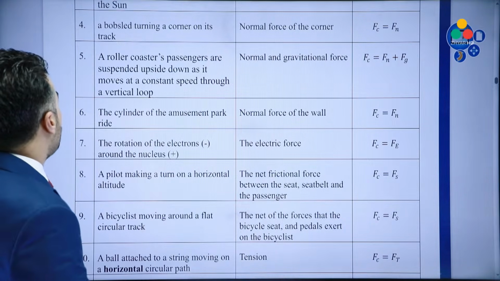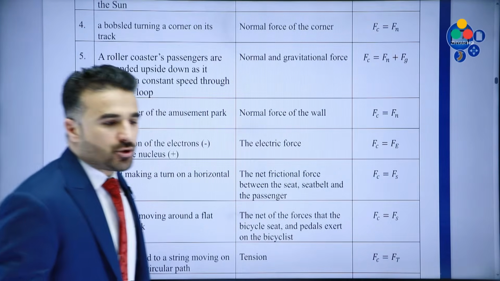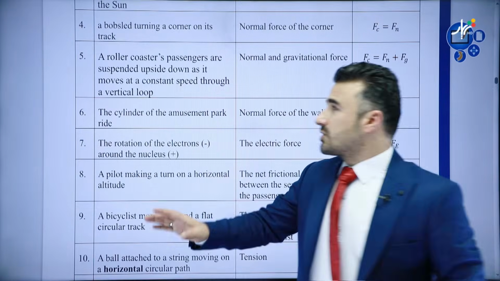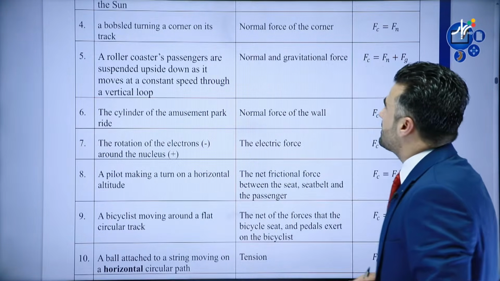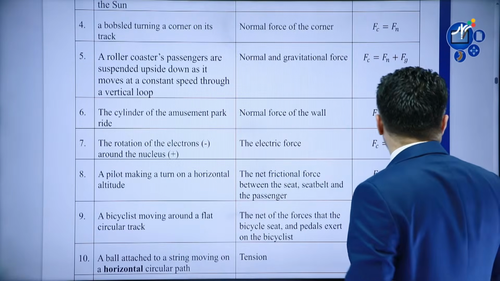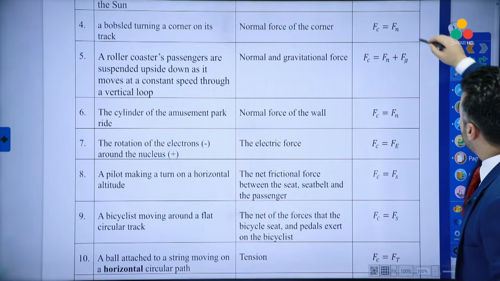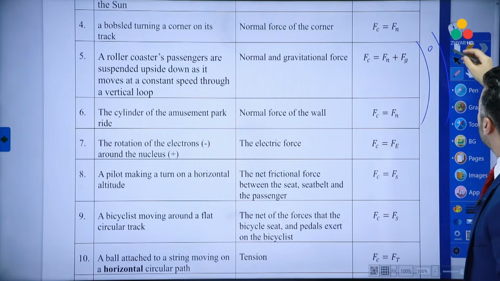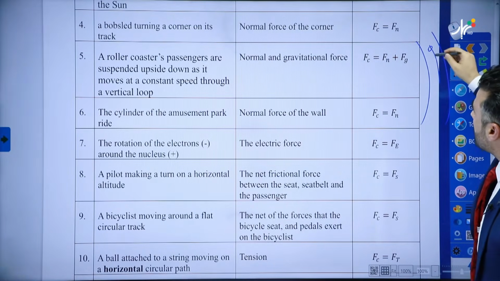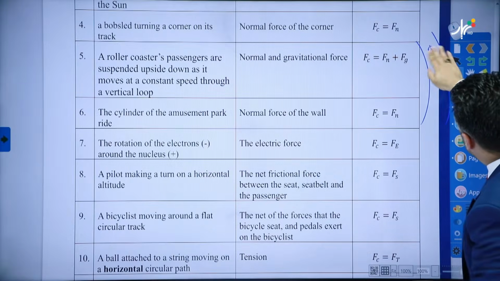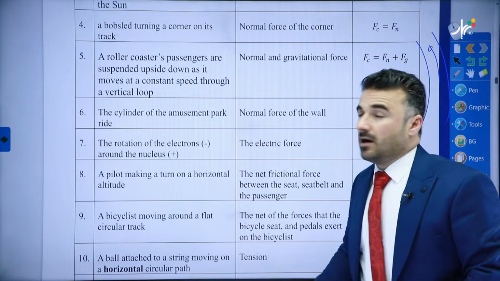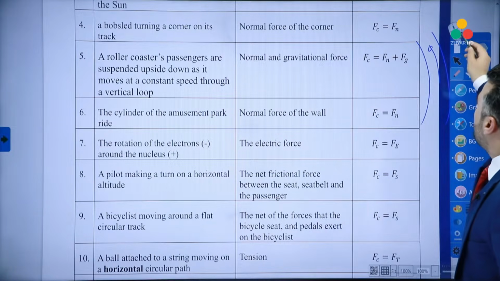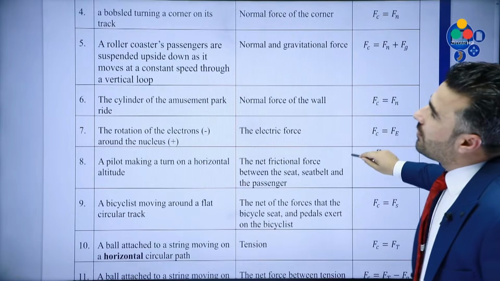A bobsled turning a corner on its track. In this case, it's a little bit different. It is making a turn and it is not on a horizontal surface, so it becomes something like a wall. So of course we can say the normal force of the corner. Let's say we have a corner and you're trying to move around it. Perhaps I cannot draw the exact shape that I wanted, but once you're making a turn around a corner, you'll be a little bit tilted. In this case, the component of the normal force would provide the centripetal force needed. So the normal force would be the centripetal force.